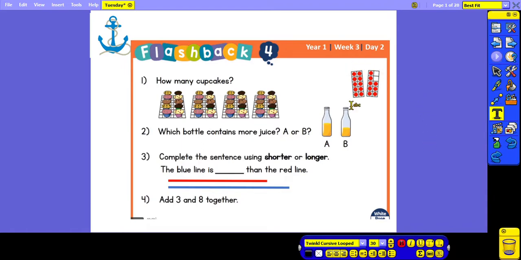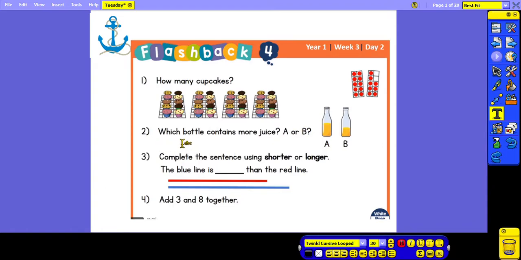So the first one we need to start with are the 10 frames. You need to work out which number the 10 frames represent. And then question 1 says how many cupcakes. So here, if you count how many cupcakes there are in one group, you can then use your counting in multiples to work out how many there are altogether.